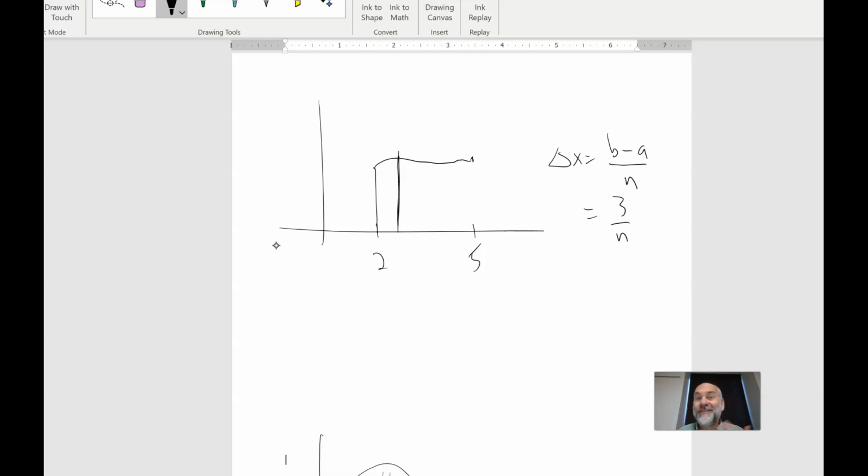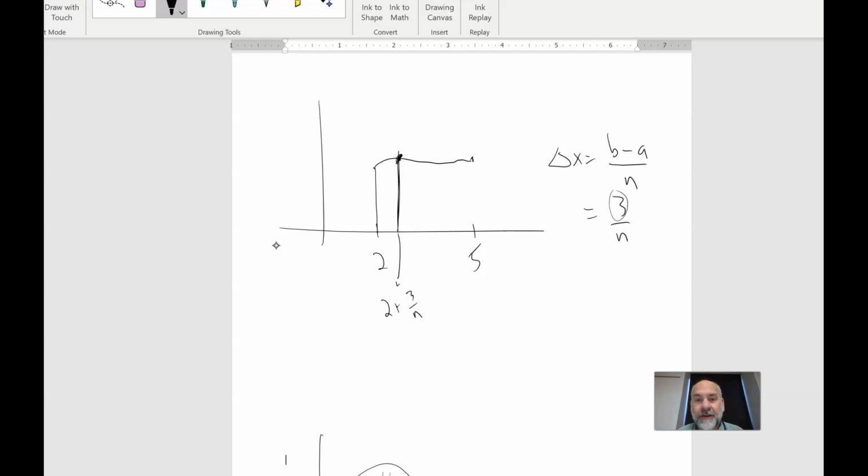If you had n equal to 6, you had 6 intervals, then each one would be half a unit wide. So that's all this numerator stands for, a total width, and then you're dividing that total width up into n rectangles. That's what the change in x is. And now what's the height of this thing? Well, if I'm using a right Riemann sum, it's going to be whatever the function value is right there, which would be 2 plus 3 over n.